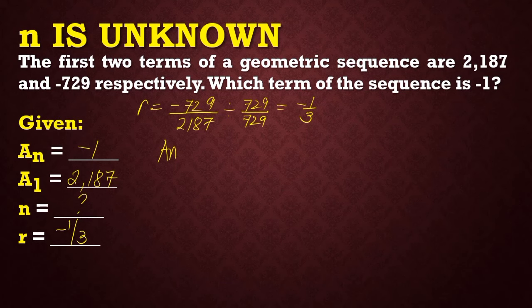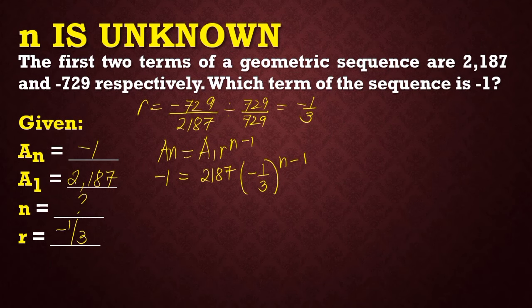So, ganyan po ang pagsagot nyo sa module. So, kailangan i-identify muna yung mga given. Kasi mas mabilis naman na makukuha yung sagot kasi magsasubstitute ka na lang sa formula. Okay. So, ganyan lang din kasi ang tinuturo ko sa mga estudyante. So, to identify the given. So, a sub n, that is negative 1, is equal to a sub 1, that is 2,187. And then, our common ratio, that is negative 1/3 raised to n minus 1.